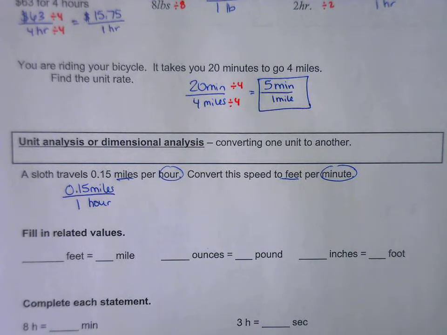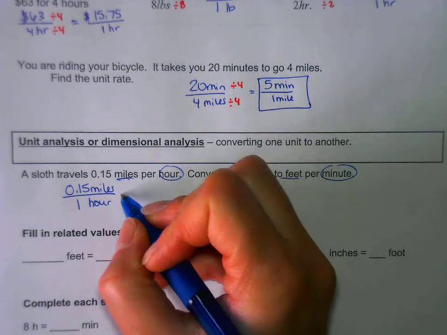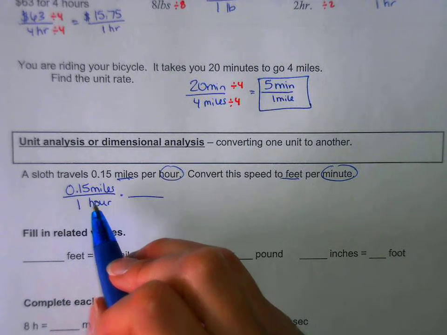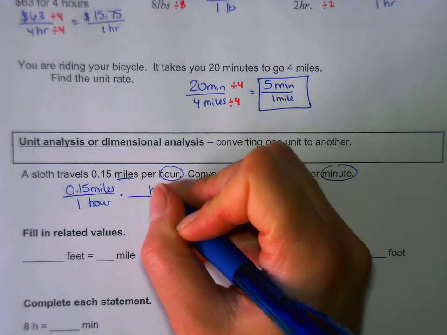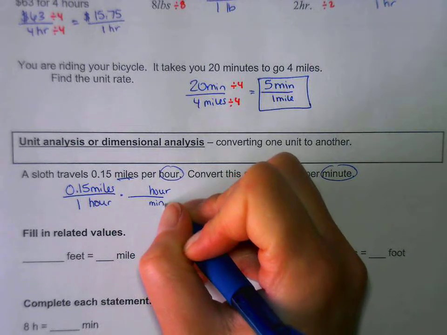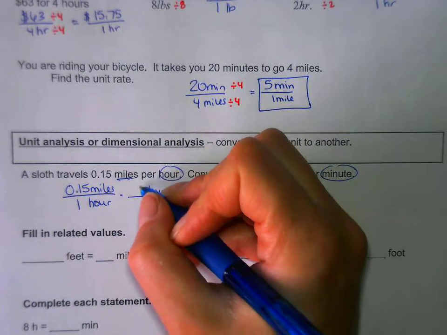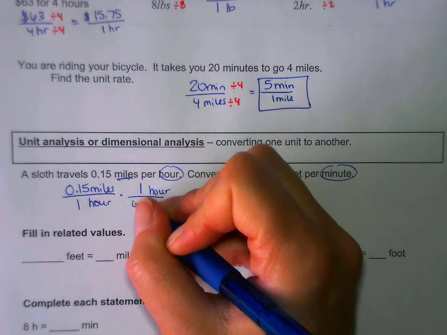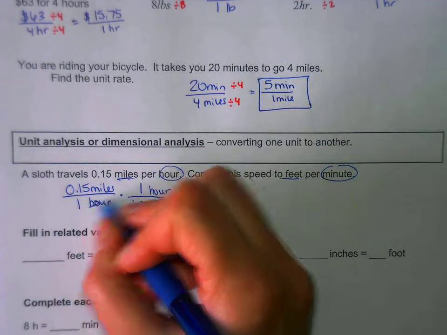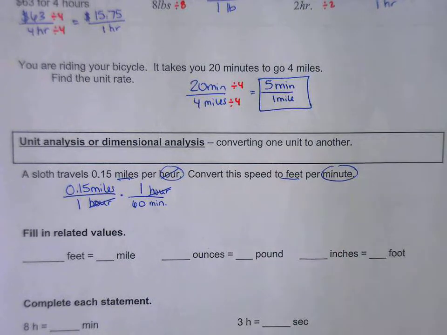So let's take a look at just our time. So I want to change my hours to minutes first. I have 1 hour, so if I want to cancel out my hour, since it's in the denominator, I'm going to move it to the numerator. So that means from hours, I'm going to change that into my minutes, and I'm going to put that in the denominator. I know that in 1 hour, there are 60 minutes. So now I've canceled out my hours, so I've converted my hours to minutes.